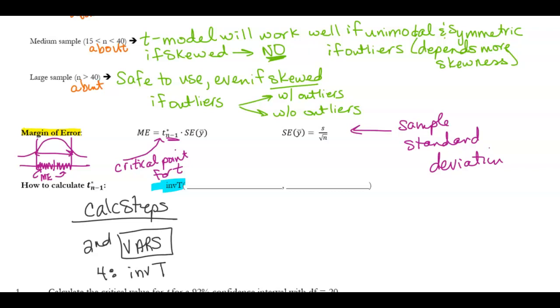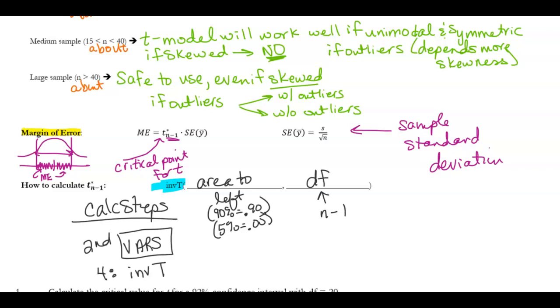It's the same place where you find inverse norm, normal CDF, all of those things. So we're going to do inverse T. The first thing is the area to the left. Remember, it needs to be a decimal. 90% is 0.9, right? 5% is 0.05. So remember, you have to write it as a percent, as a decimal. And then the next number is your degrees of freedom, and the way you do that is just n minus 1.